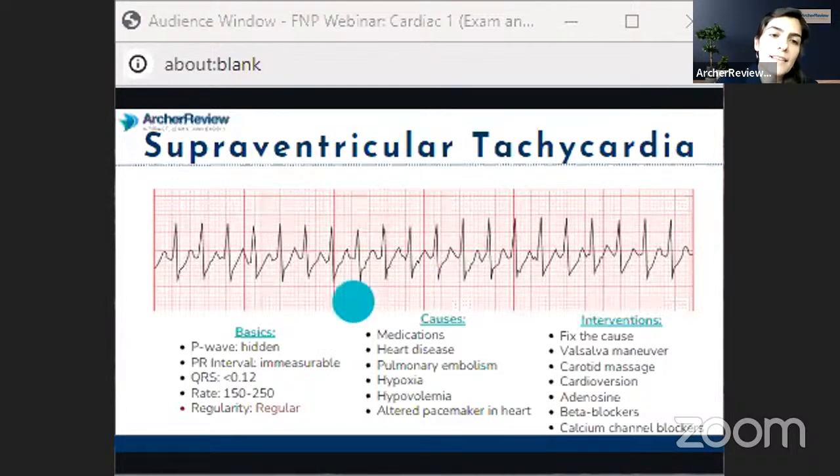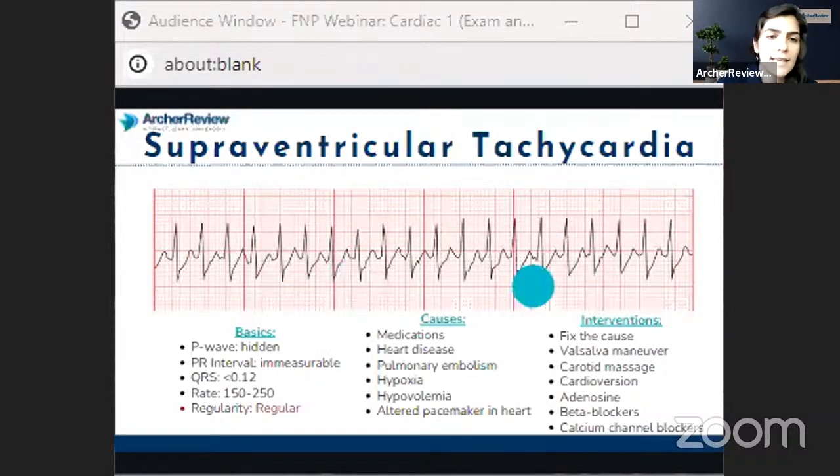In this rhythm, there's no P wave. So you're looking at the parts of the EKG, and I don't see a P wave for the QRS. I see a T wave, but I don't see a P wave. And that's because this rhythm is so fast that the P is hidden within the T.